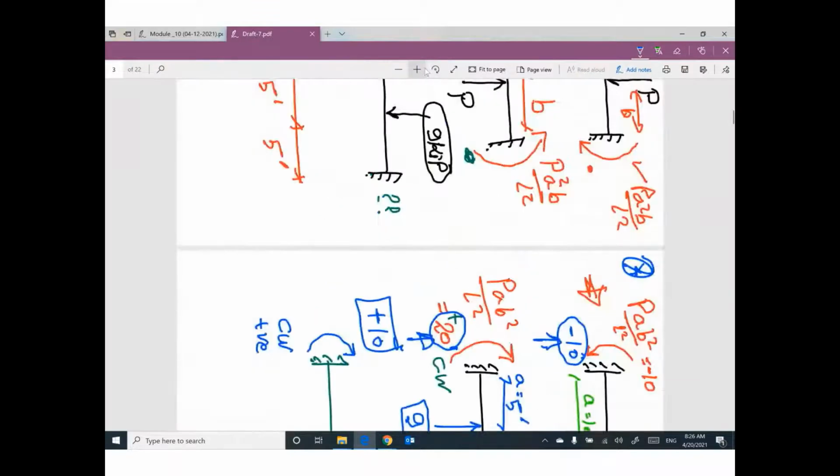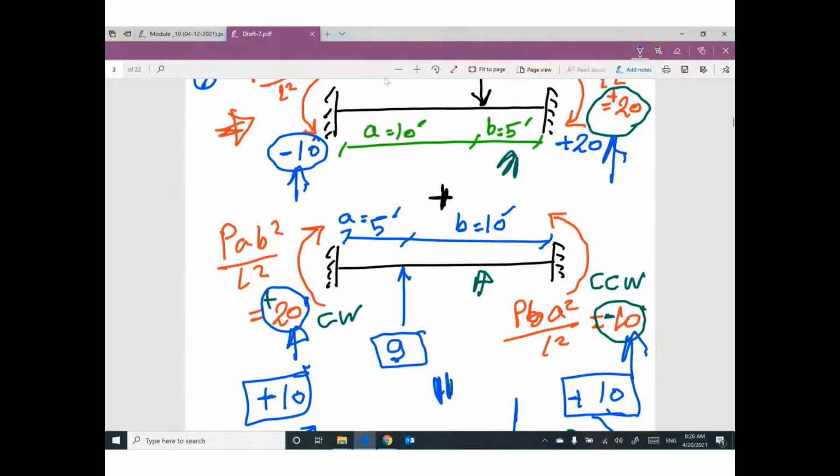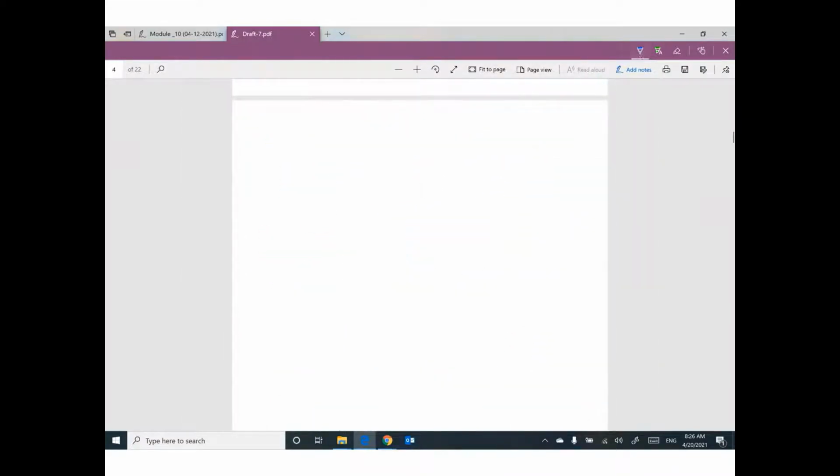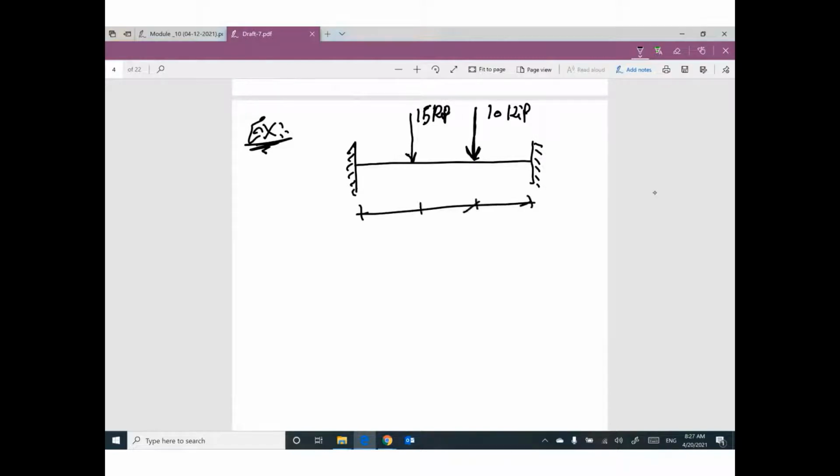One more example. I need to focus on this one. Okay. What will happen if we have a fixed beam with the concentrated load here, 10 kip, and concentrated load here, 15 kip, and your distances 5 feet, 6 feet, 5 feet.